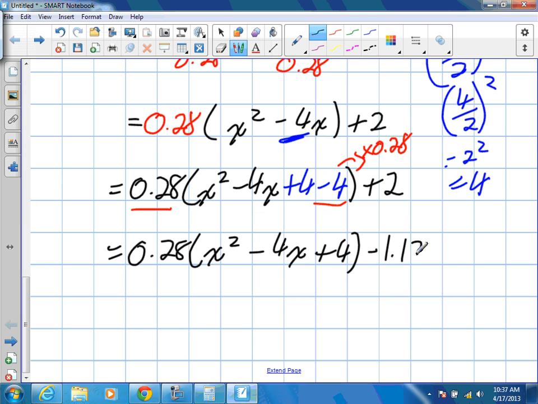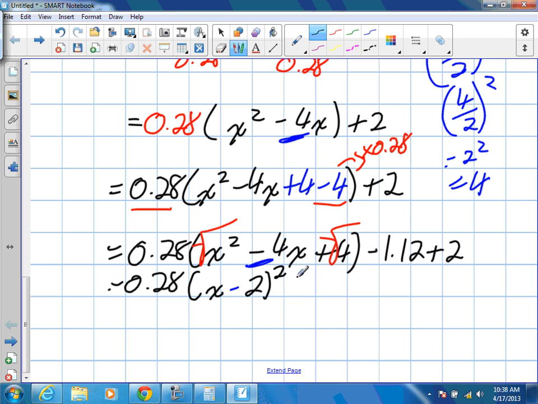Right? We then got to factor this. We talked about the fastest way will just be to find the roots of these two values. So that will give us x2. We know it'll be squared. And we take the operation of the middle term, so it'll be negative. So 0.28, x minus 2 squared. And when we equate that, what do we get? Plus 0.88.